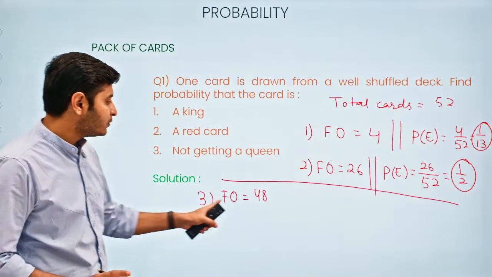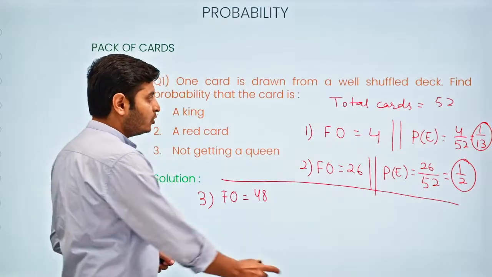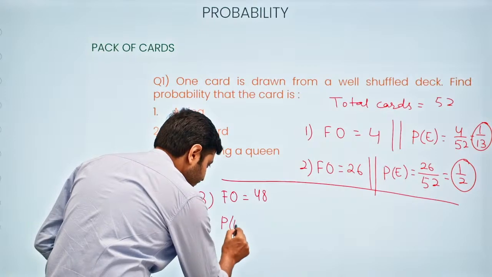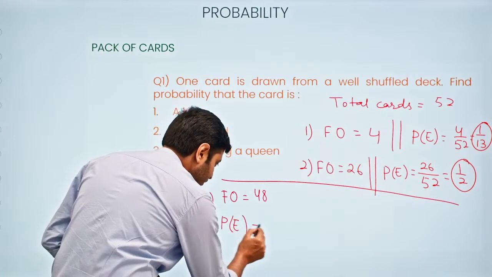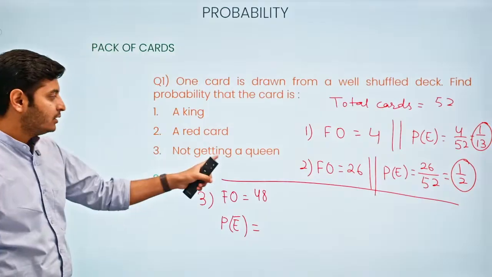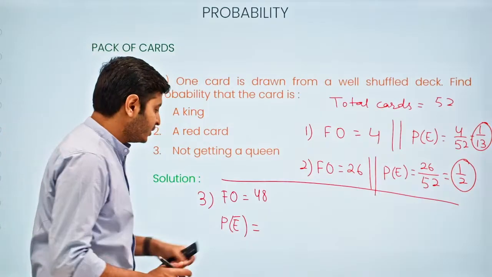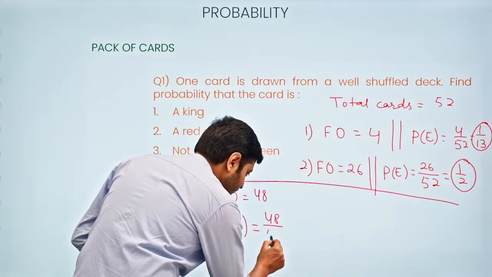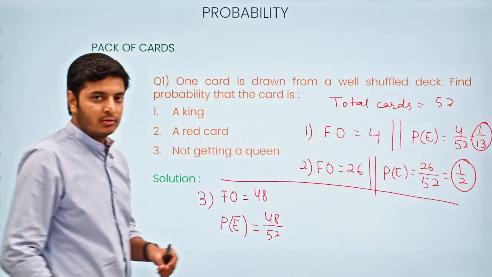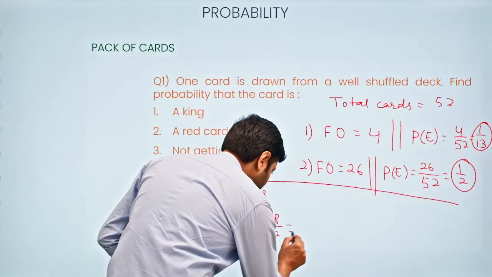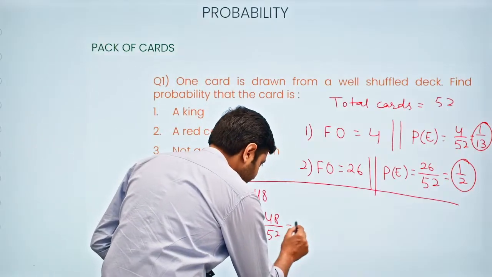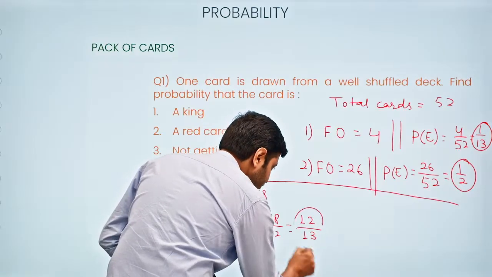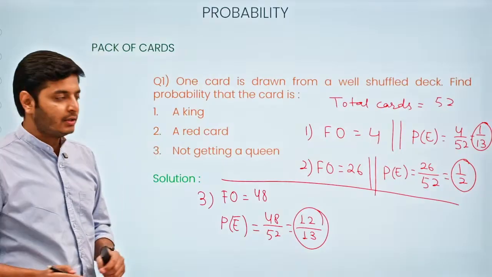So the favorable number of outcomes is 48, out of total outcomes 52. So the probability of this event, which means not getting a queen, P of E bar, is 48 by 52. Can we simplify this further? Yes, because with 4 we can go to 12 and 13. So this is the probability, 12 by 13.